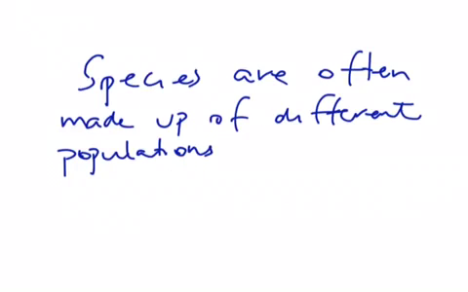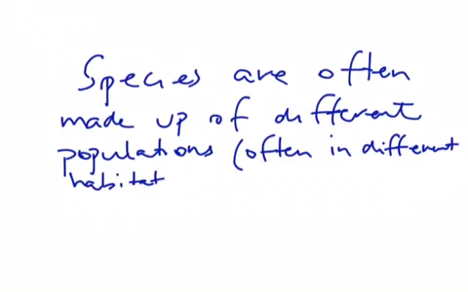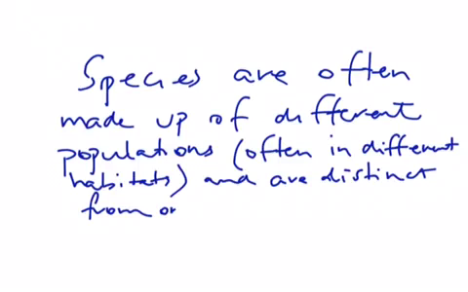Species are often made up of different populations, often in different habitats, and distinct from one another. So not all species are found in the same place. A species can be distributed over a wide geographical range, perhaps even in different parts of the world, but if they actually were brought back together, they could successfully interbreed.